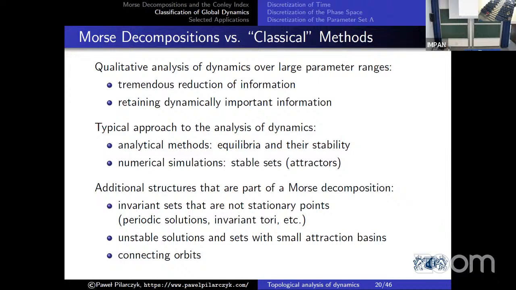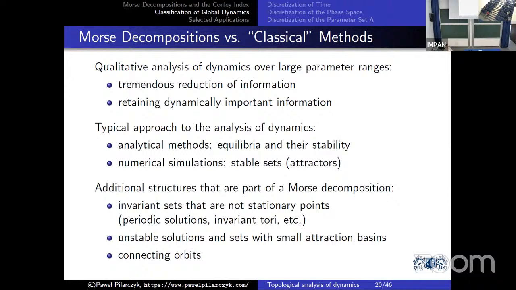Let me now say some comparison to the classical methods of analysis of dynamical systems. The classical methods are typically either analytical methods where you analyze the equations. People usually can solve the equations for equilibria, compute their stability by linearization, and finding periodic orbits is a little tricky with this. There are a lot of numerical simulations that can be done to dynamical systems, but then you essentially get stable sets. You iterate some trajectory in the simplest setting.